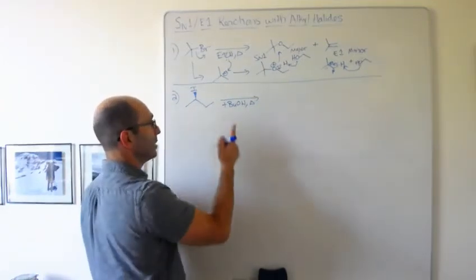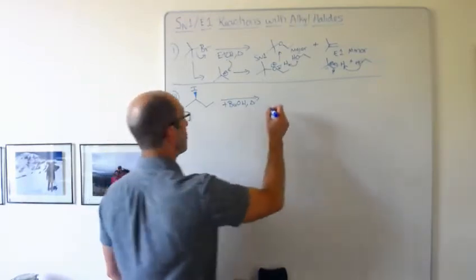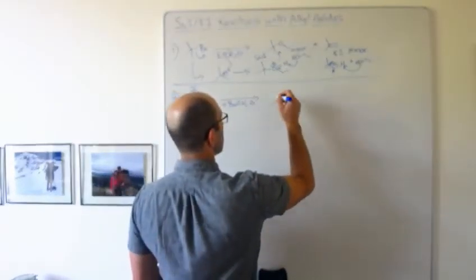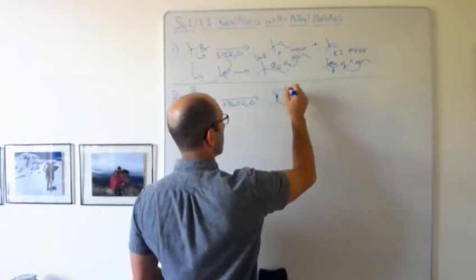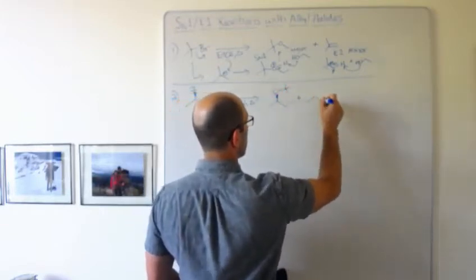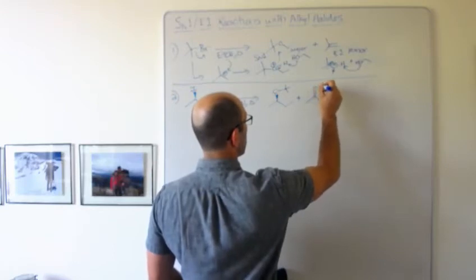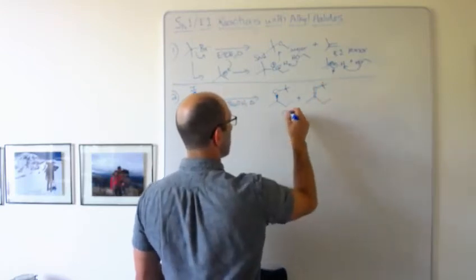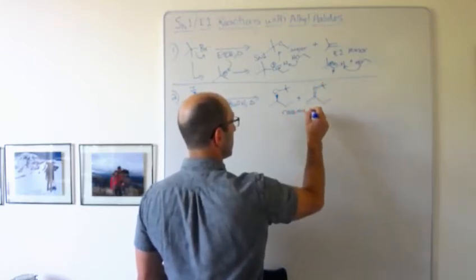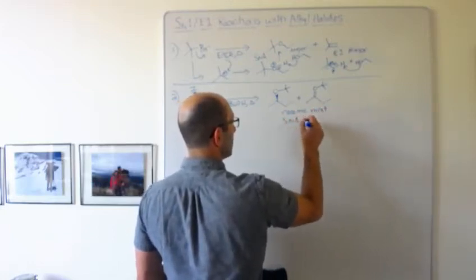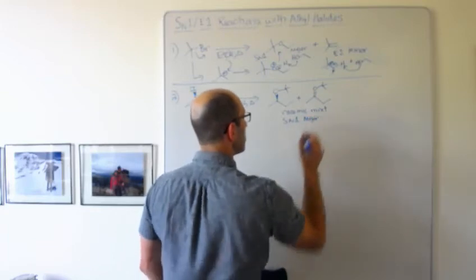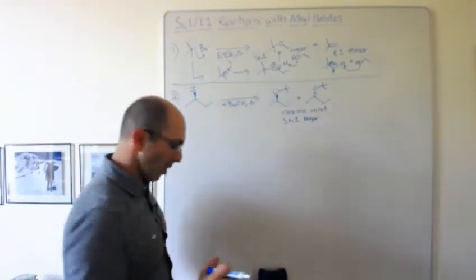So this is one enantiomer. We said we're going to get two enantiomers of the product. So we're going to get a racemic mixture of our SN1 products, and these will be our major products, right? So those are our SN1 products.